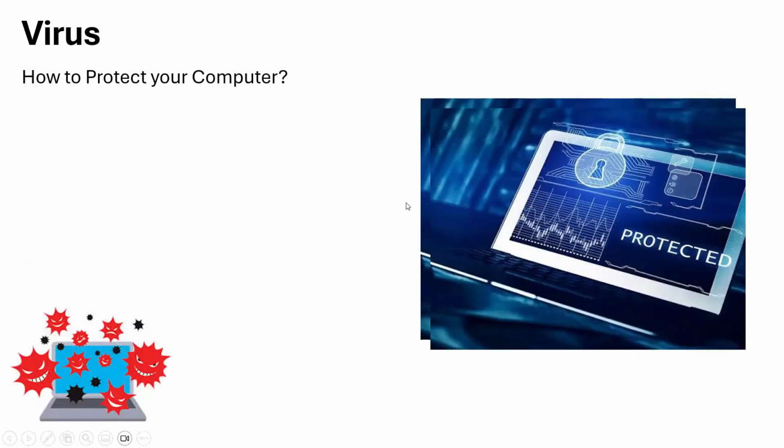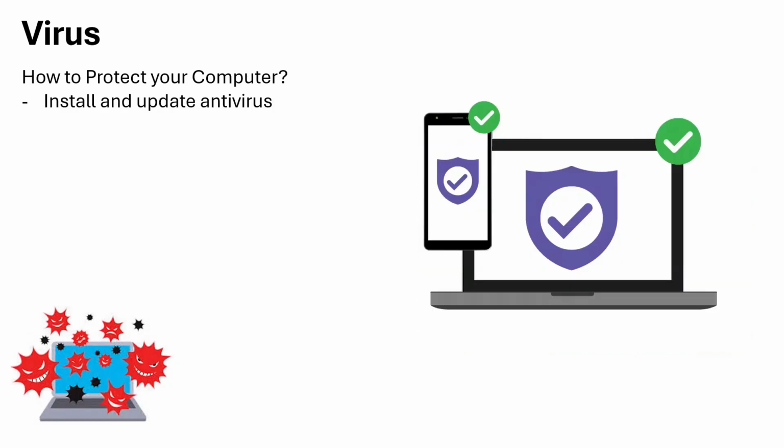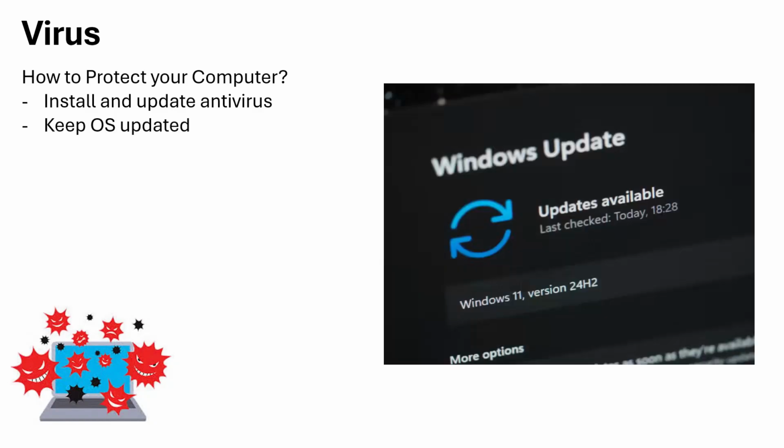Now the very most important question: how can you protect your computer from a virus? First of all, you have to install and update the antivirus. Antivirus is really necessary. Second, keep the Windows OS updated.